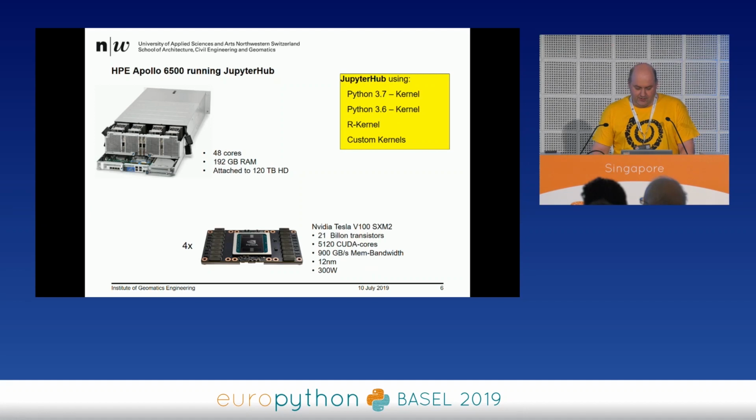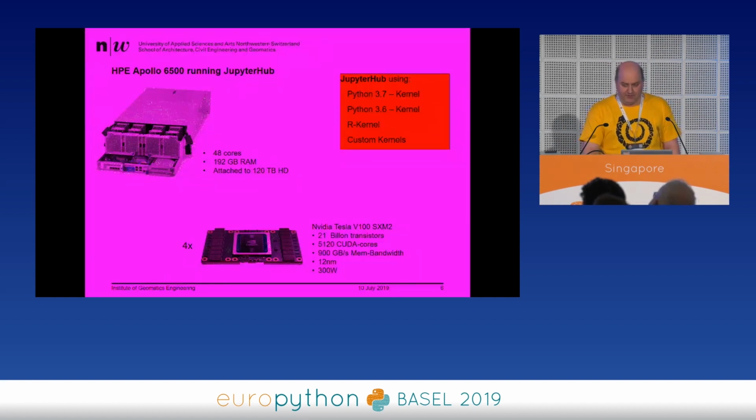So what we are doing, we have an HPE Apollo 6500 server, and on this server we installed JupyterHub. We bought this machine with 48 cores, 192 gigs of RAM, and attached it to our small storage system with 120 terabytes. Which is actually quite fast storage, where we have 1 GB per second reading and writing speed. And that's also a very important fact. If you have terabytes of geodata, you want to have a really fast and reliable system. We also have 4 NVIDIA Tesla V100 in it.